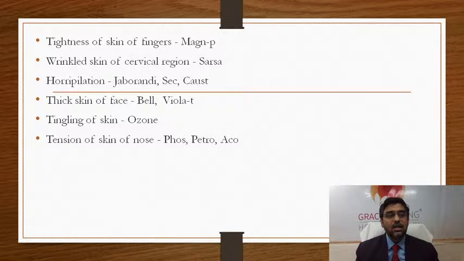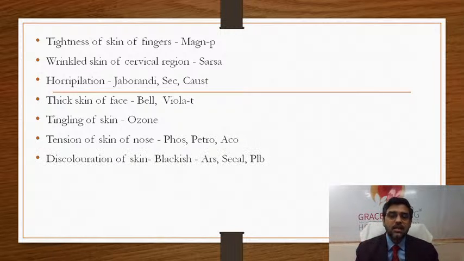Of course, then you have a lot of discoloration on the skin. If you open the Materia Medica, I always say it will be flooded with lots of discoloration of the skin. For example, you have blackhead discoloration, sometimes chloasma, green discoloration, blue, a lot of discoloration on the skin. So I will share a few of the remedies with which I have got very good results in these types of complaints. First, when the discoloration of the skin is blackish, these three remedies should strike you first: arsenic album, secale cornutum, and plumbum metallicum.